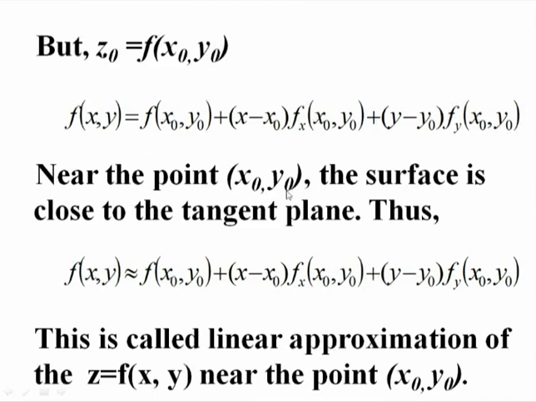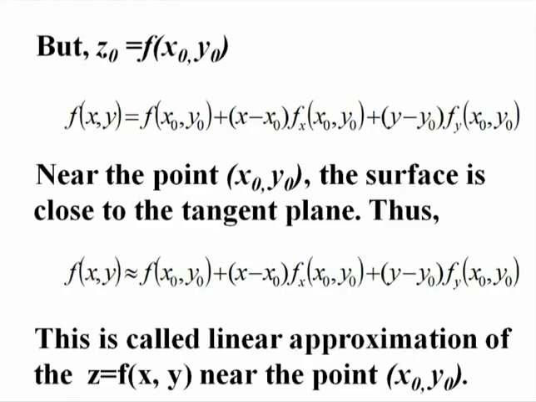Near the point x0, y0, the surface behaves like the tangent plane and is very close to it. Thus we can approximate the surface by the tangent plane at that point: f of x, y is approximately equal to f of x0, y0 plus (x minus x0) times fx at x0, y0 plus (y minus y0) times fy at x0, y0. This is called the linear approximation of the function z equals f of x, y near the point x0, y0. Now let us find the linear approximation for some function.